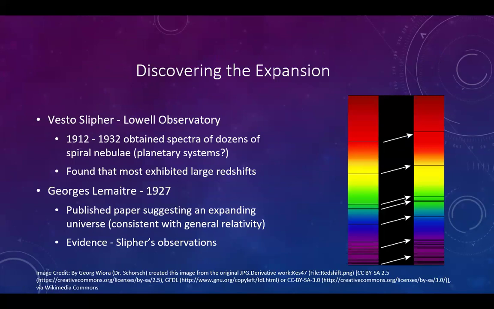So one of the things that was discovered, interestingly, is that the universe is expanding. I mentioned Hubble's law. Well, Vesto Slipher at Lowell Observatory from around 1912 to 1932 observed the spectra of dozens of these spiral nebulae. These were actually galaxies outside of our galaxy, but people didn't realize that. And he found that most of these exhibited large redshifts. So they were going away from us quite fast. And then in 1927, Georges Lemaitre published a paper suggesting an expanding universe that was consistent with general relativity, and used as evidence Slipher's observations.